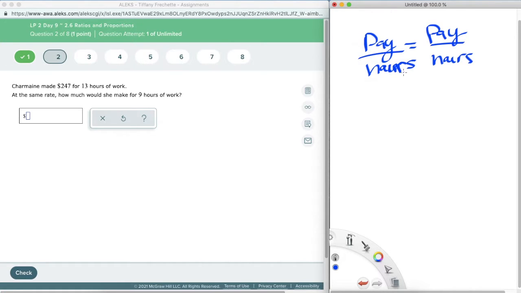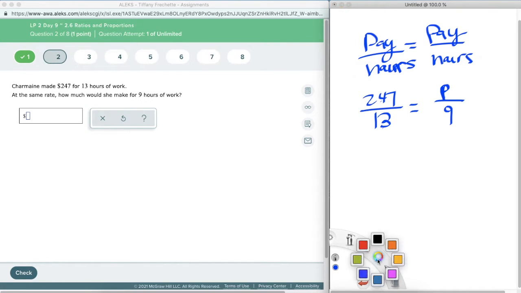Now they told us she gets $247 for 13 hours of work. So 247 to 13 hours equals, at the same rate, how much would she make for 9 hours? I don't know how much she would make yet. It's saying how much, but I do know the number of hours I'm asking about. So it'd be 9 hours. Now I have my proportion set up, and this is a P. I know that kind of looks like a backwards 9, but it's a P.